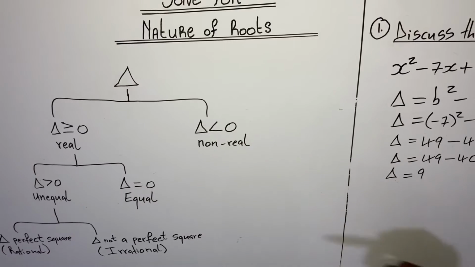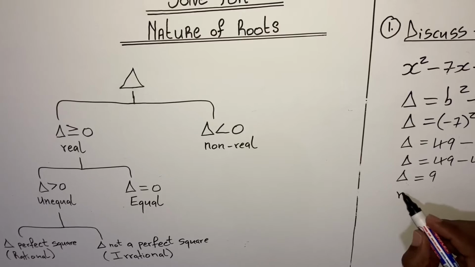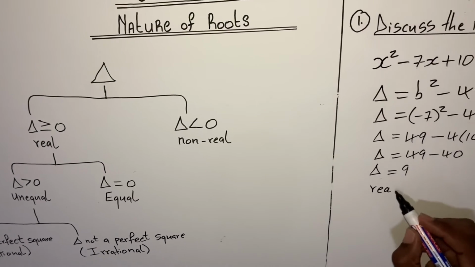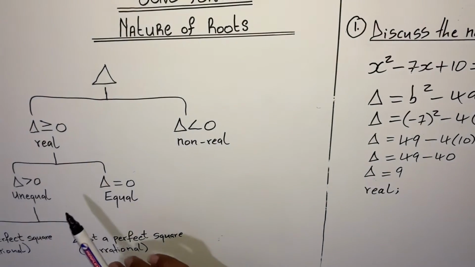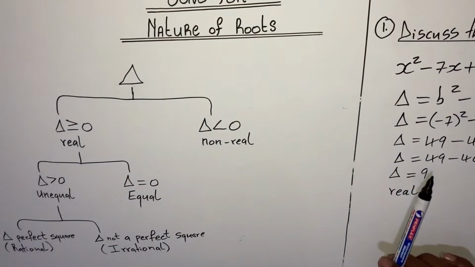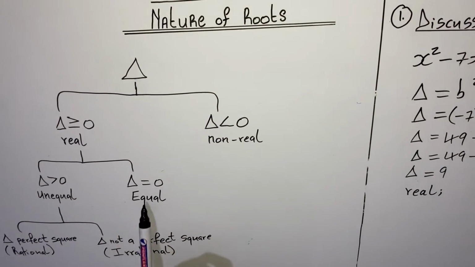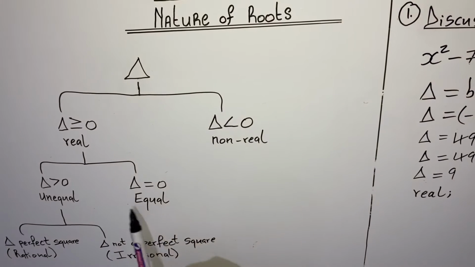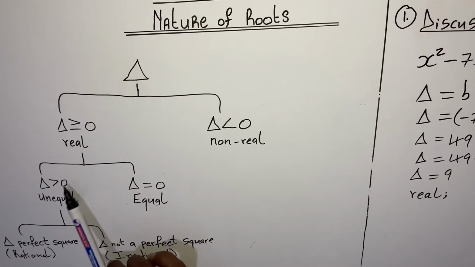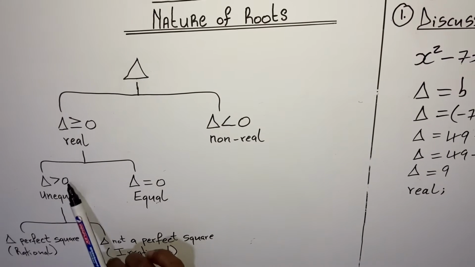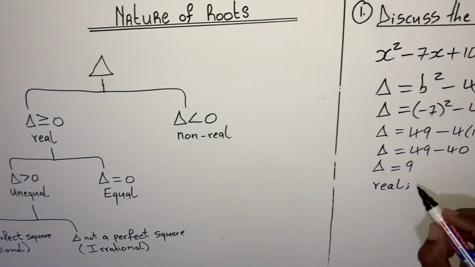So my first comment, I'll use this one, which will mean roots are real, comma. Then I still check my delta. My delta is equal to 9. So my delta after real is not equal to 0. It is delta greater than 0. Since it's greater than 0, then I'll use the comment below, which is unequal.